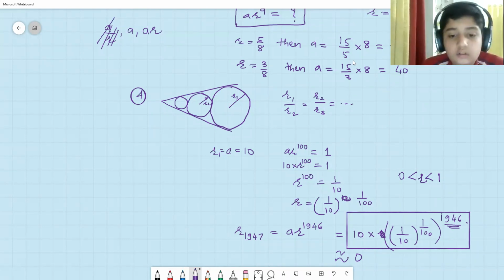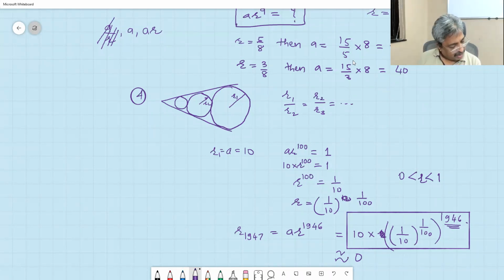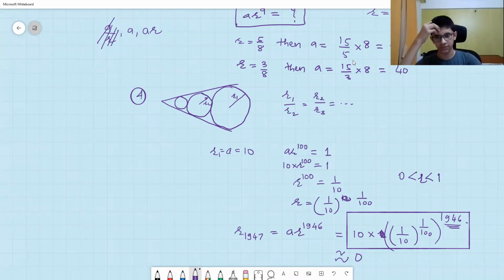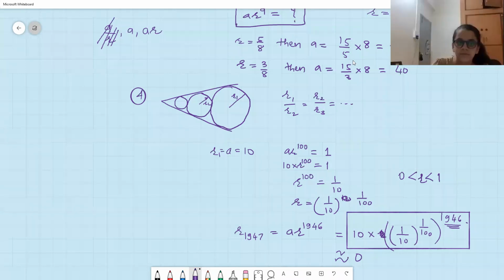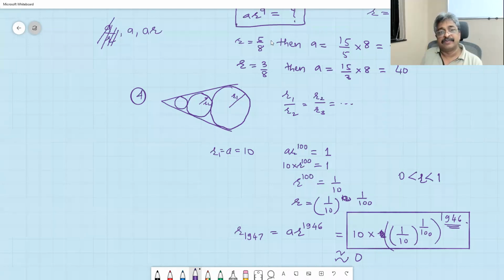Area of the medial triangle is 1/4. So finally, what is asked? Summation of all of them. Yes, sir. It's the third area of A1 B1 C1 by the fourth area of the original ABC. Correct. Yes. Very good.